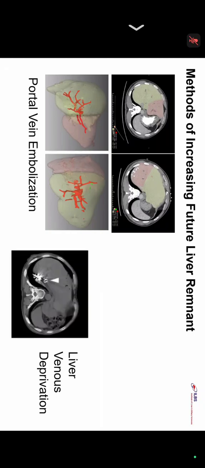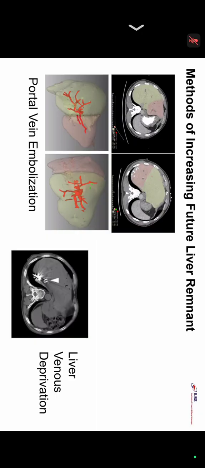The other one, which is becoming more popular, is liver venous deprivation. Basically, you embolize the right hepatic vein as well, along with the portal vein, hypertrophy of the remnant as well, and that can.